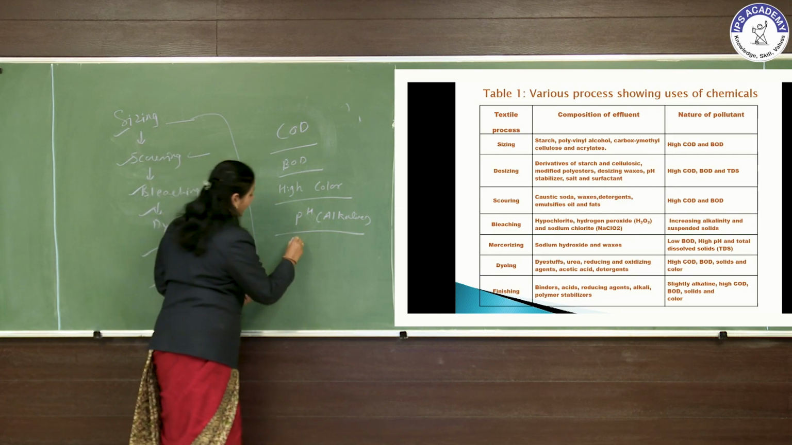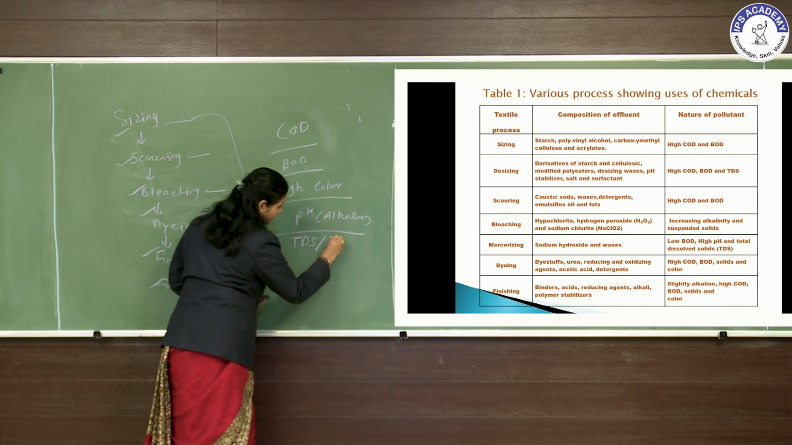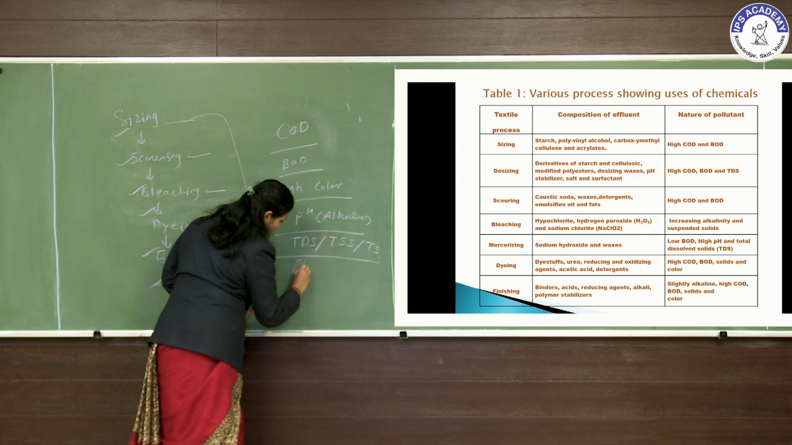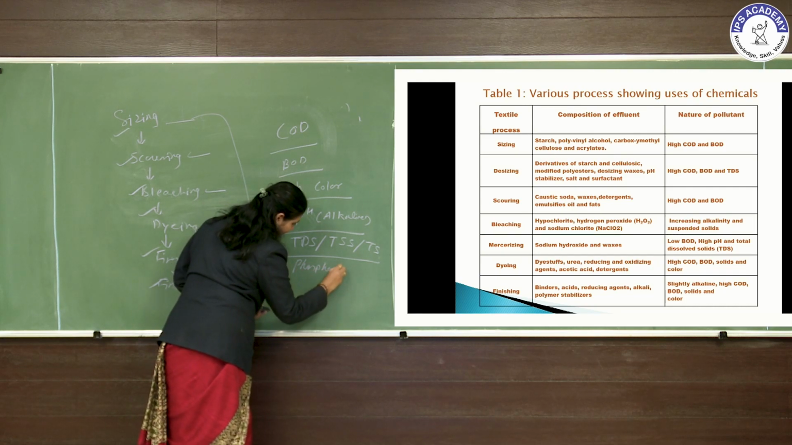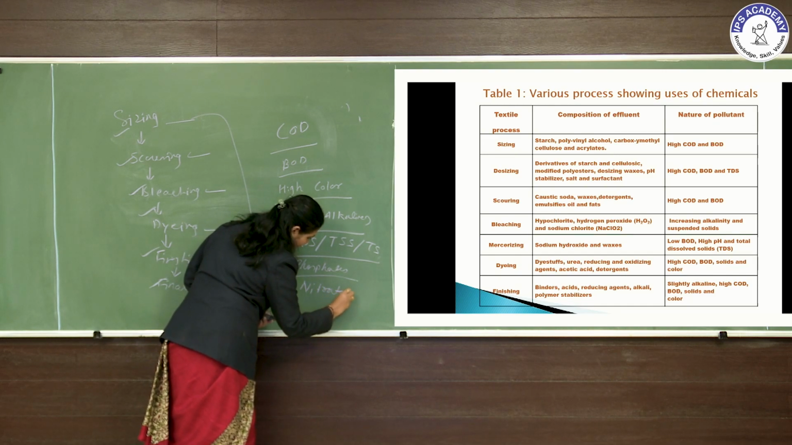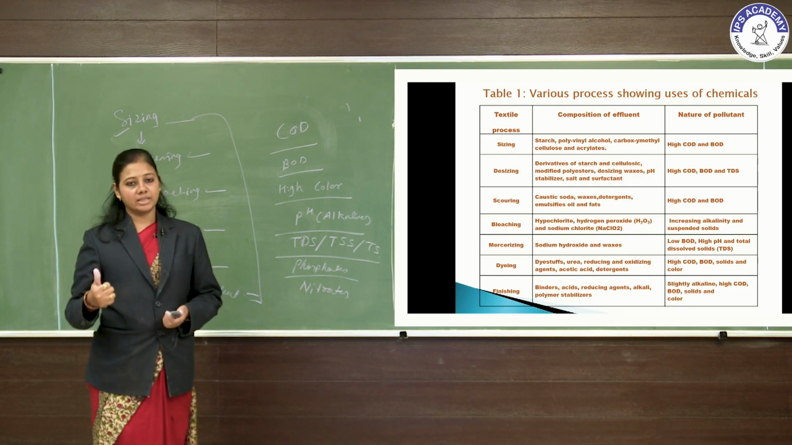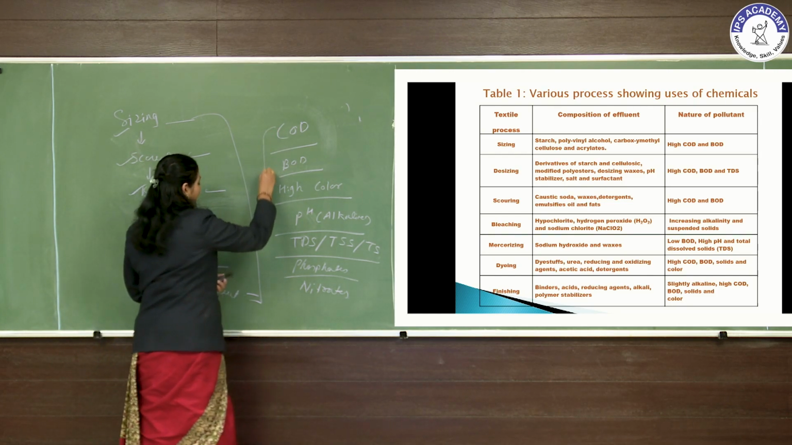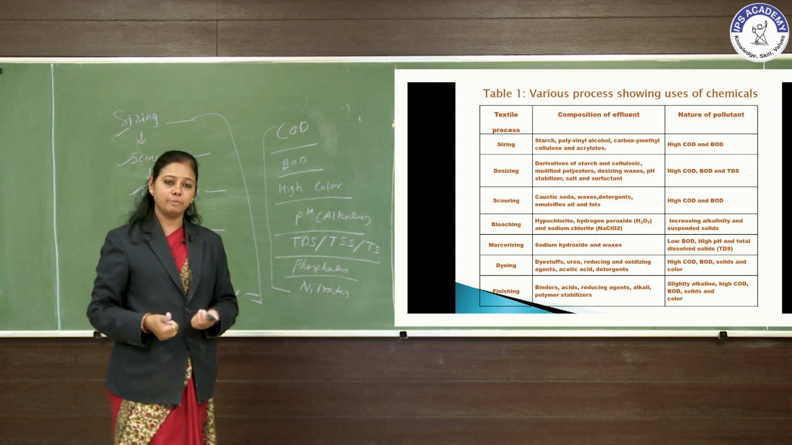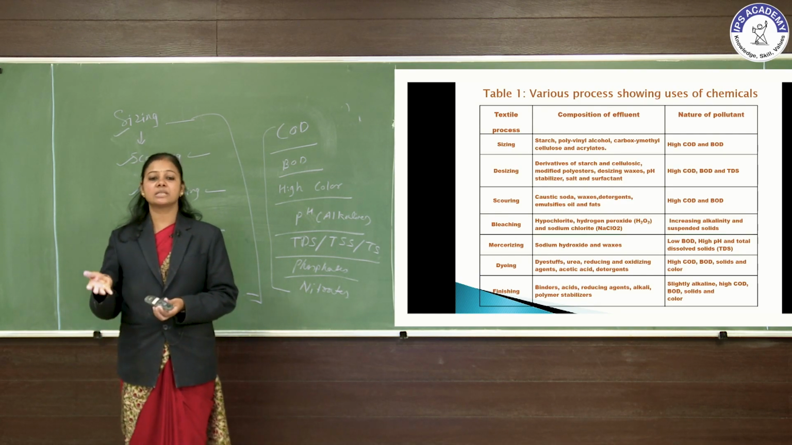The wastewater also has total dissolved solids, total suspended solids, total solids. It has phosphates, nitrates. So the wastewater generated from textile dyeing industries is characterized by this COD, BOD, high pH, high color, and the presence of phosphates, nitrates, sulfates.